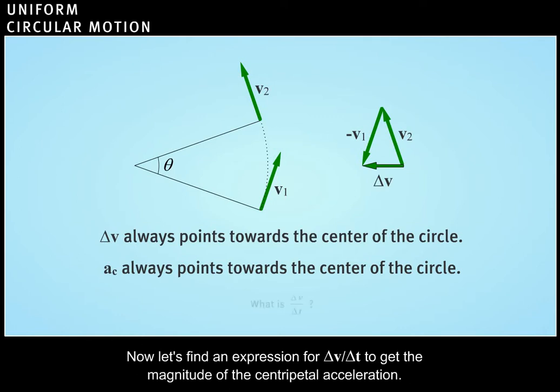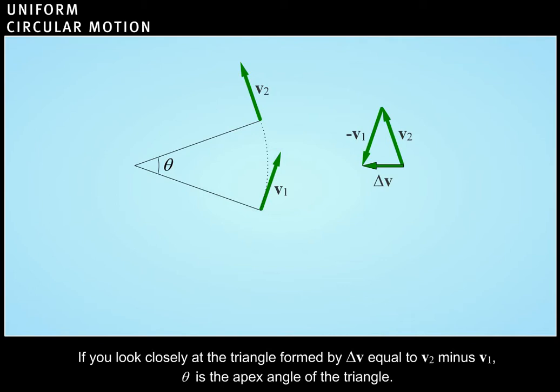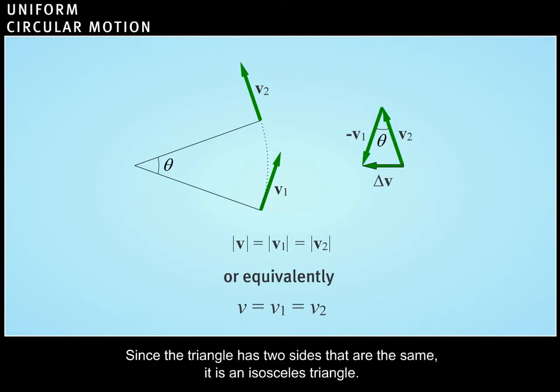Now let's find an expression for delta v over delta t to get the magnitude of the centripetal acceleration. If you look closely at the triangle formed by delta v equal to v2 minus v1, theta is the apex angle of the triangle. Since the magnitude of the velocity does not change, the magnitudes of v2 and v1 also remain the same. Thus, v equals v1 equals v2, since the triangle has two sides that are the same. It is an isosceles triangle.